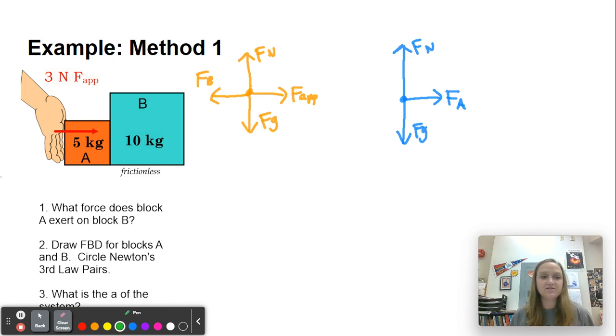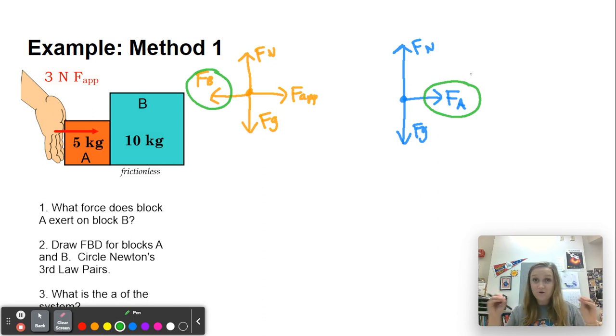Now looking at this, I have to determine what force does A exert on B, and I have to determine my paired forces. I know it's the force that's causing these two to interact with each other. If A applies a force on B, B applies a force on A, that's my paired forces. When I do my equations, those two forces are equal to each other. So we want to solve for what's the force, that numerical value for those forces, and what's the acceleration of my system. So I'm going to follow my steps.